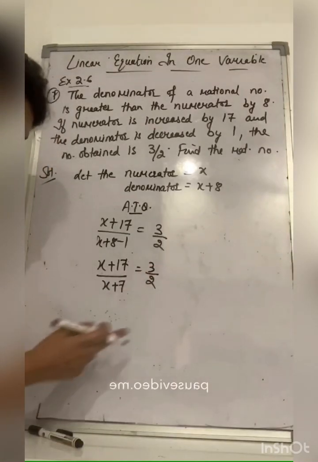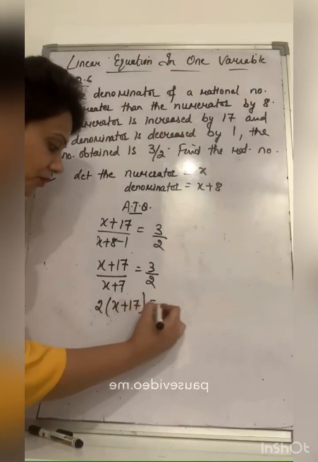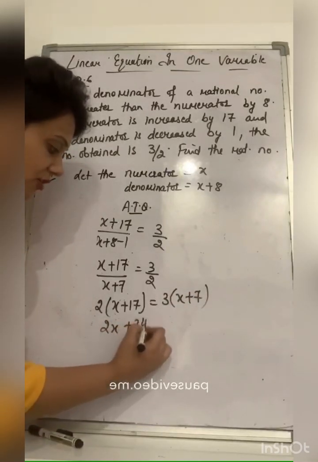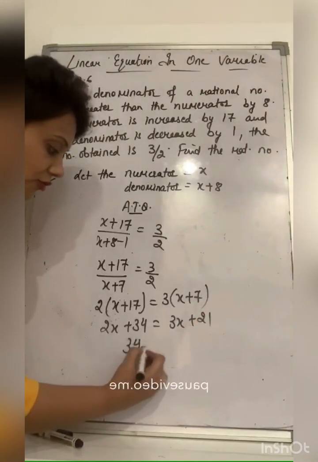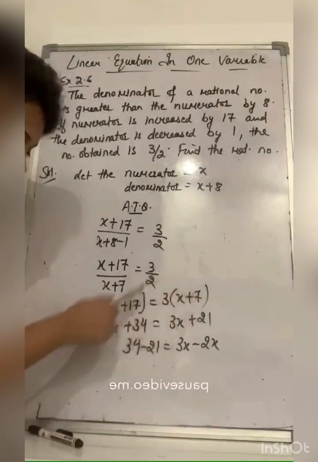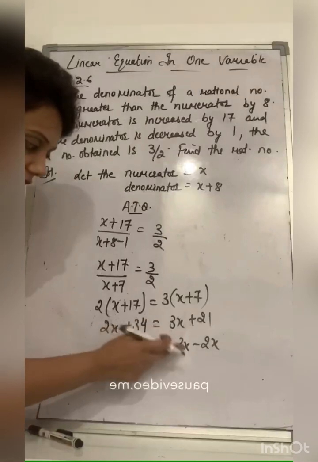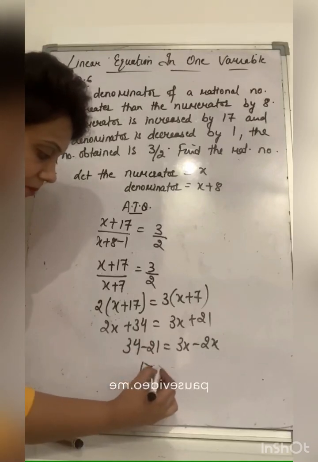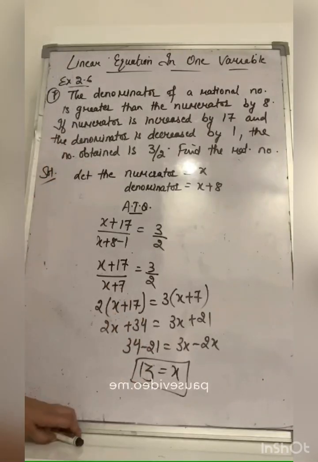Now next step is to do the cross multiplication. 2 into x plus 17, 3 into x plus 7, 2x plus 34 is equal to 3x plus 21. 34 minus 21 is equal to 3x minus 2x. 21 will come here on the left hand side and it will be subtracted, and 2x will go on the right hand side and it will be 3x minus 2x. So 34 minus 21 is 13. 3x minus 2x is x. So our x is 13.